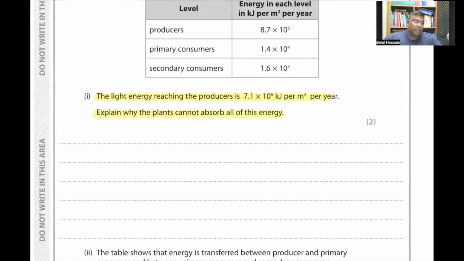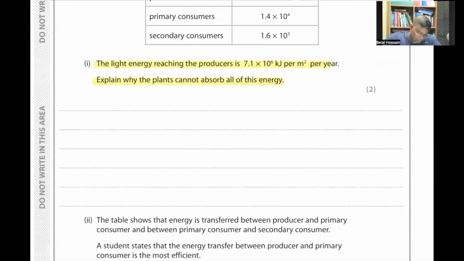So we know that a plant reflects certain wavelengths of light, and not all of the light energy falls on the leaves. So not all of the light energy can be absorbed by the plant and by the chloroplast or the chlorophyll in the plant.